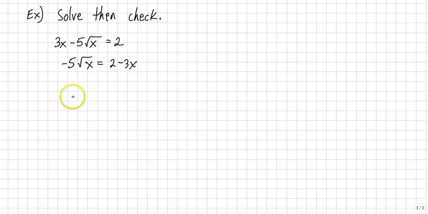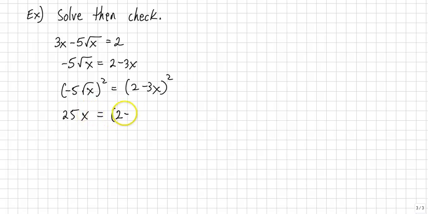Instead, what if we just square both sides as it sits? Let's see if that'll work. So if I square this, -5 squared is 25, and then the square root of x squared would be just x. So the radical disappeared, and on the right-hand side, we have 2 minus 3x times 2 minus 3x. So we got rid of the radical, and we don't have to deal with any fractions. So in this case, leaving that -5 out front is probably going to end up being a little easier.